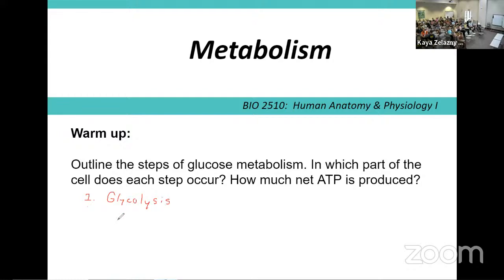Okay. So then we have a kind of intermediate step that at least in your book doesn't have its own specific number, but we're going to put it on here anyway, just so we remember it happens. All right, so this is that pyruvate linking step. Okay, pyruvate.